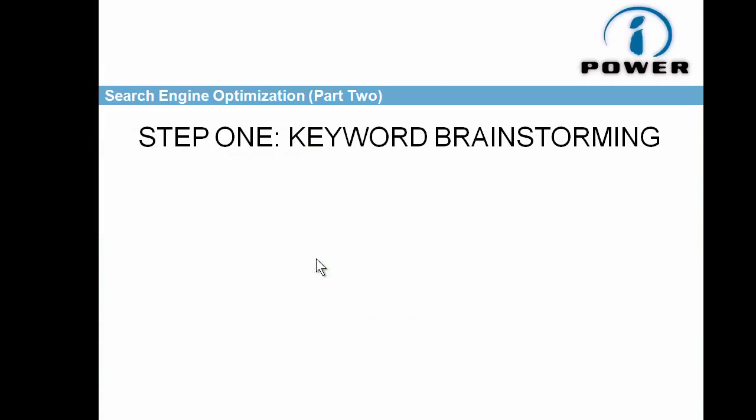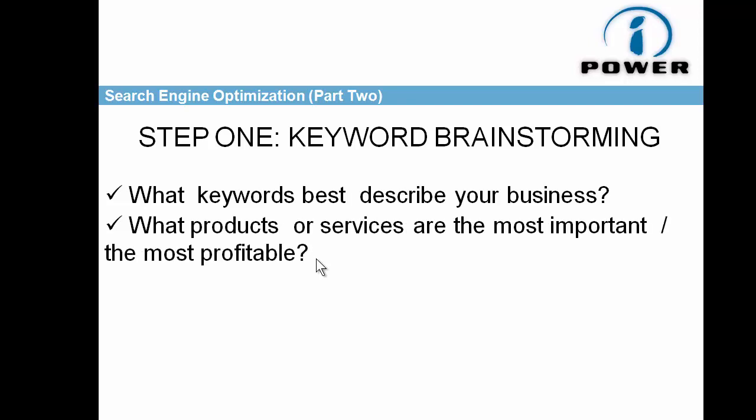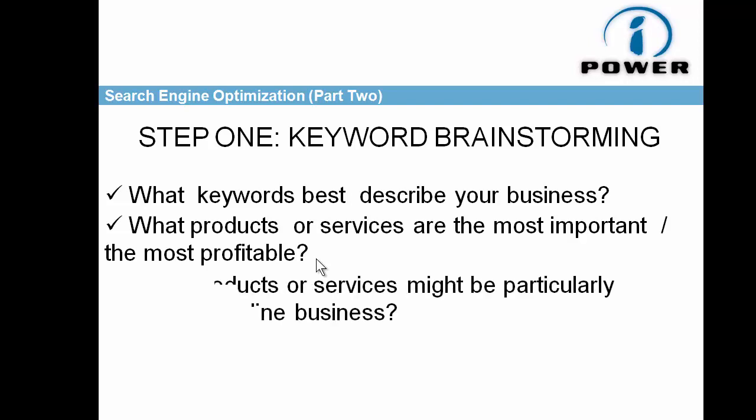So the whole search engine optimization process starts with step one, which is thinking about your keywords or keyword brainstorming. You need to think what keywords really best describe your business. Maybe even start with your mission statement. Who are you and what do you do and why do you do that? So what phrases best describe what you do? And also what products or services are the most important, the most profitable? You might want to start with the most profitable products and then progress and do more extensive search engine optimization.